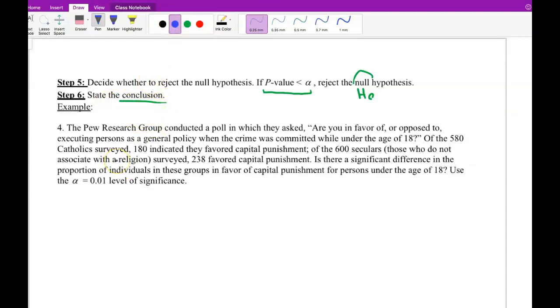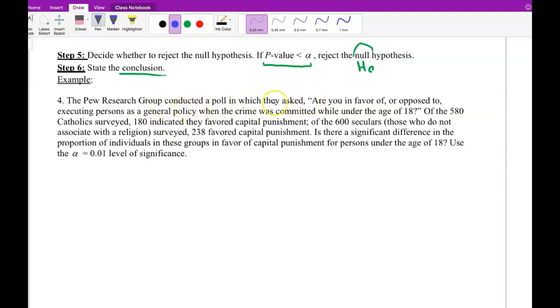Okay, now example. This group conducted a poll in which they asked, are you in favor of or opposed to executing persons as a general policy when the crime was committed while under the age of 18? Of the 580 Catholics surveyed, 180 indicated they favored capital punishment. And here we have, of the 600 seculars surveyed, 238 favored capital punishment. Now the question is, is there a significant difference in the proportion of individuals in these groups in favor of capital punishment for persons under the age of 18? Alpha is given, so it's the level of significance. Alpha is 1%.